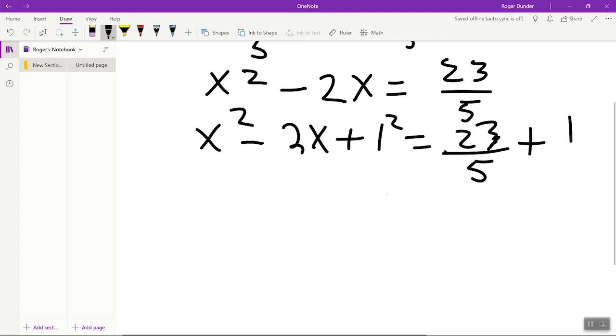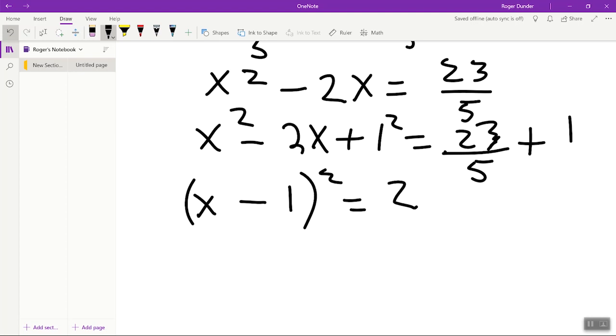So on the left side of the equation, we have x minus 1 quantity squared is equal to 23 over 5 plus 5 over 5, which is 28 over 5. Okay? Needing a common denominator, so this 1 here is 5 over 5, right? So 23 over 5 plus 5 over 5 equals 28 over 5.